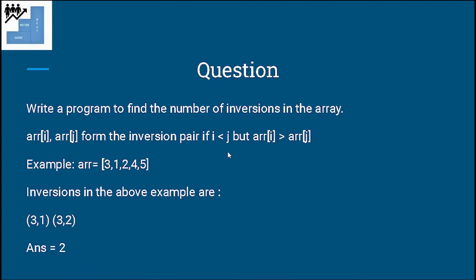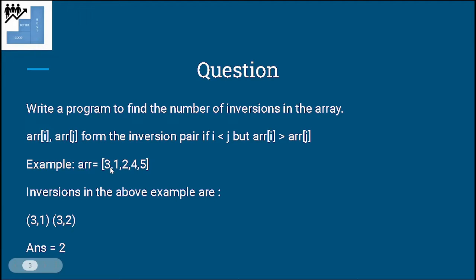If i is less than j, but the element at i is greater than the element at j, then it is called an inversion pair. So for example, for 3, the pairs 3 comma 1 and 3 comma 2 are inversion pairs, because 3 is bigger but it is coming before the smaller elements 1 and 2.